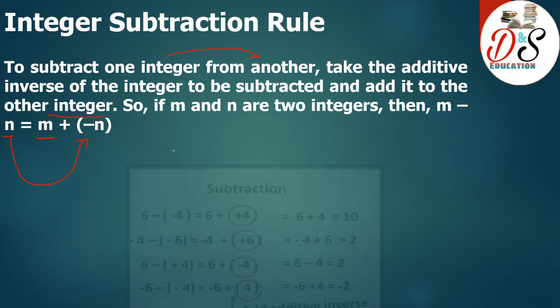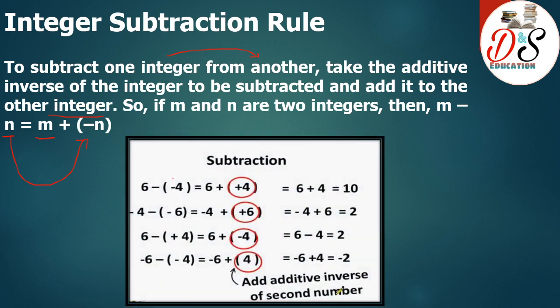That's what we are going to use in this subtraction rule. Let me show you some examples. In this first example we have 6 minus, and the second integer is -4. So the first integer is +6, that is a positive integer, the second integer is -4, that is a negative integer. What you have to do, you have to take the additive inverse of the second integer.